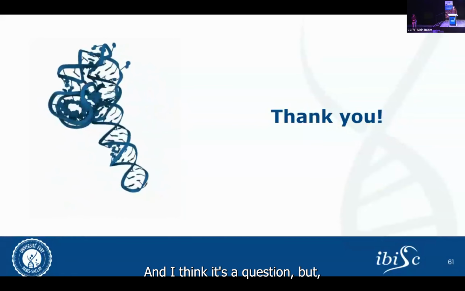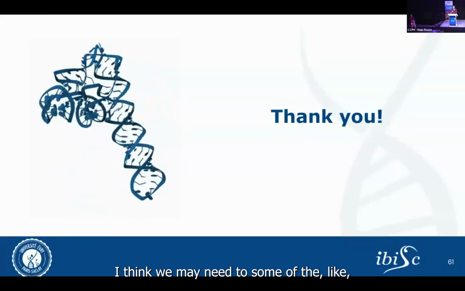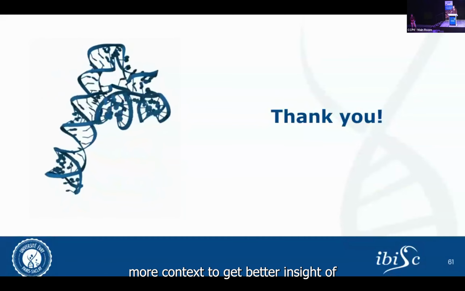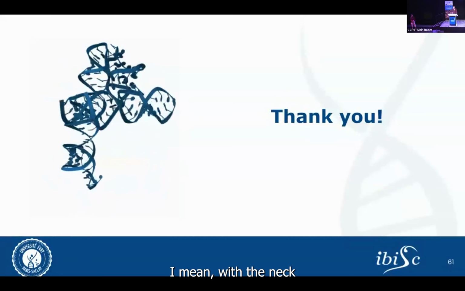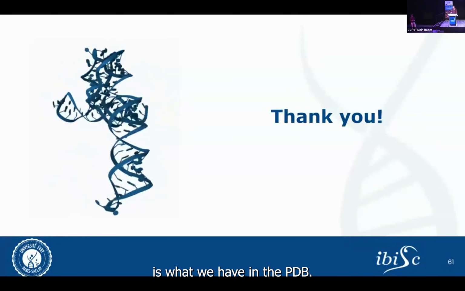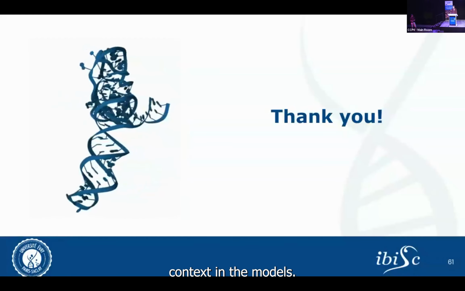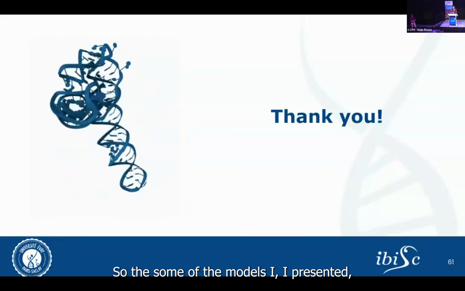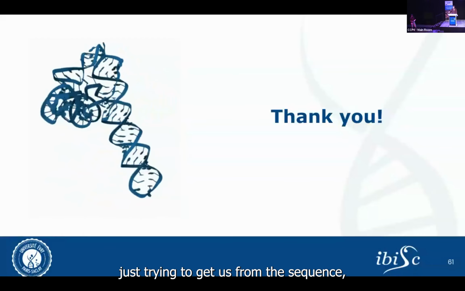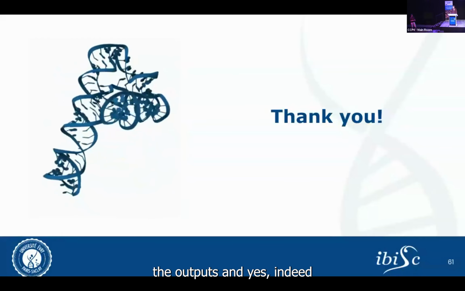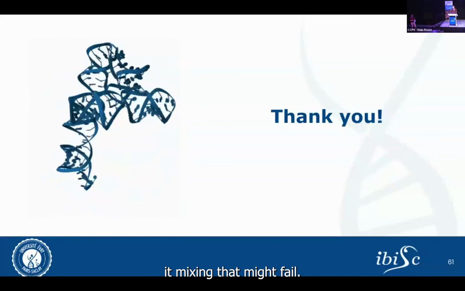I don't know if I get the question, but I would say, yes, I think we may need to have more context to get better insight for the RNA structure, but the main bottleneck is what we have in the PDB. So if there is no context in the PDB, we cannot get any context in the models. So usually some of the models that I presented are just trying to get this from the sequence. And yes, indeed, with a lack of context, it makes sense that it might fail.